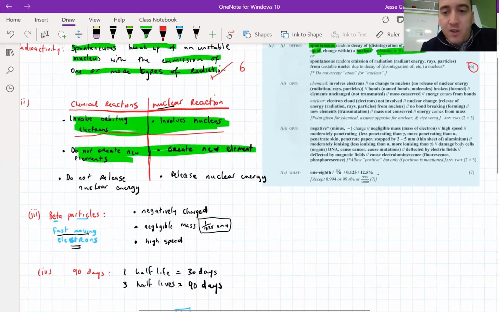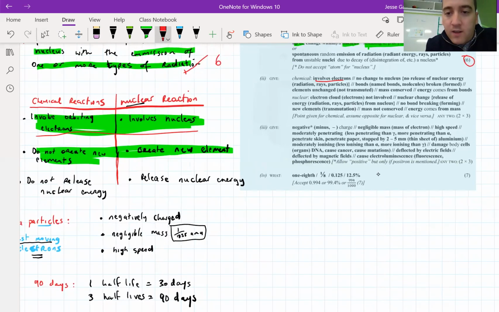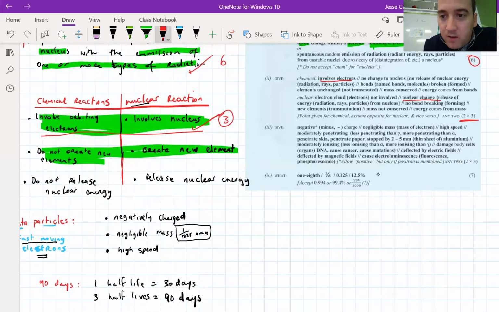All right, let's look at the next one. Give 2 differences. Okay, so let's look at what we have. We've said, give 1 way. Chemical involves electrons, whereas nuclear involves nuclear change or change to the nucleus. Okay, so that's 1 difference, and it's 2 by 3. So this is 3 for this one. What else does it say here? New elements. Okay, it'll create new elements. So that's nuclear reaction is new elements, and then chemical reactions, elements unchanged or no new elements. Okay, so there's our second one.